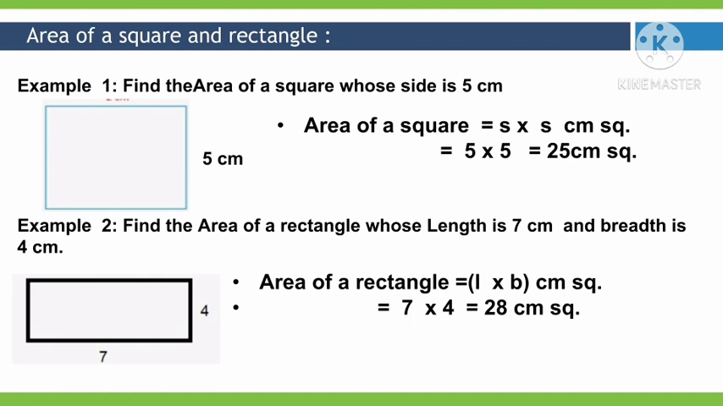Look at the second example. You want to find the area of the rectangle whose length is 7 centimeters and the breadth is 4 centimeters. In order to find the area of a rectangle, you have to multiply the length and the breadth. So here the length is 7 and the breadth is 4. So the area of the rectangle is 7 fours are 28 centimeters square. It's very easy, children. I hope you understood.